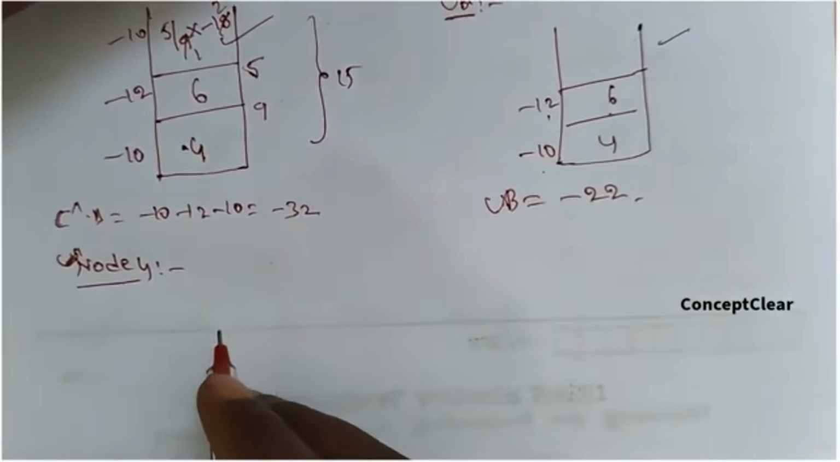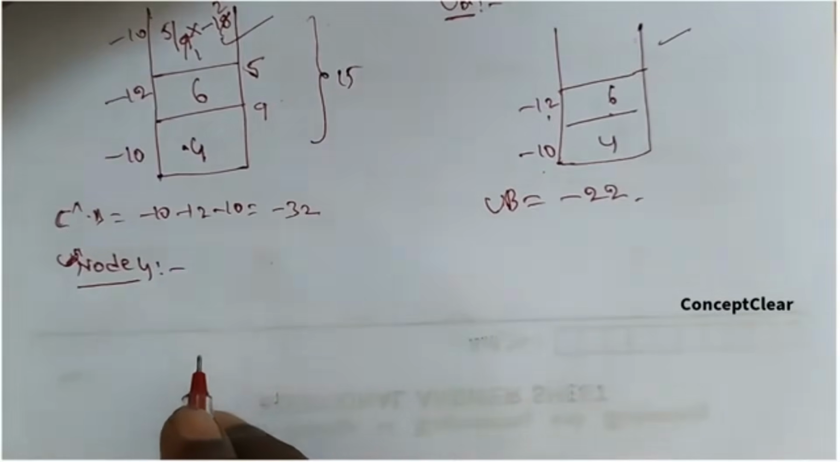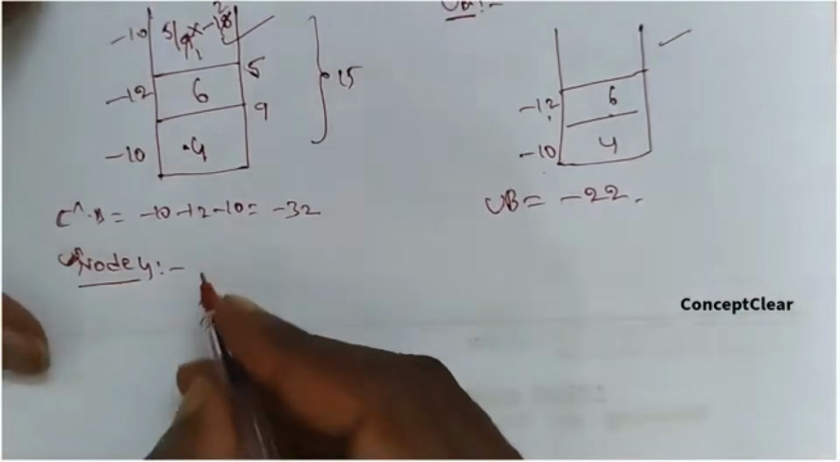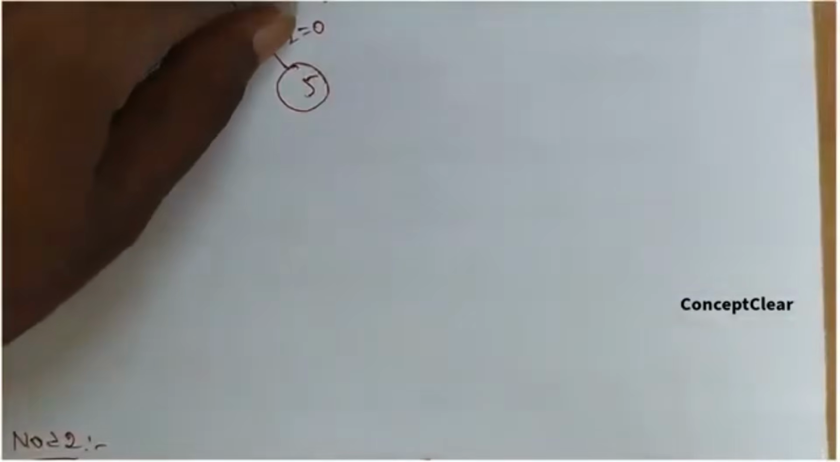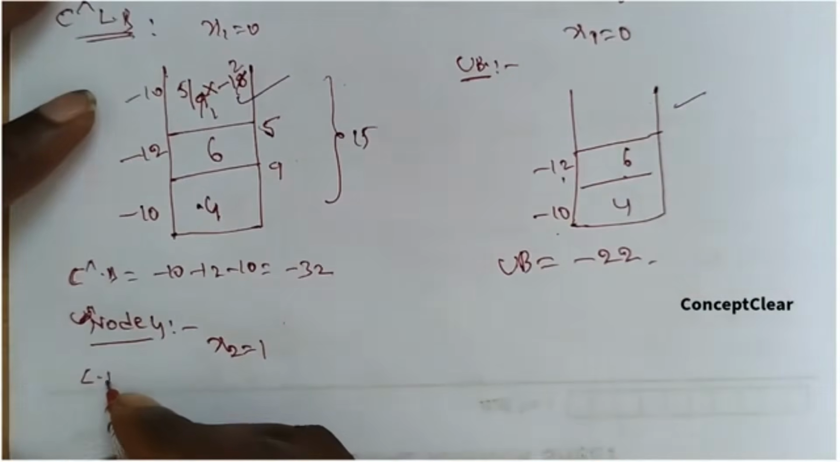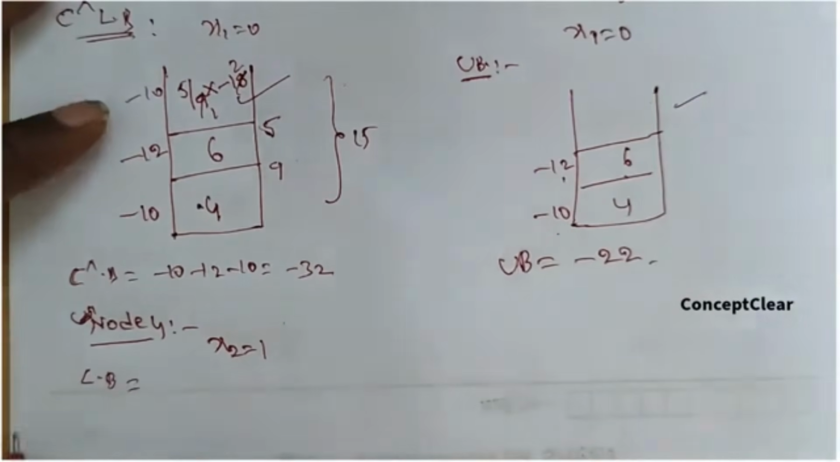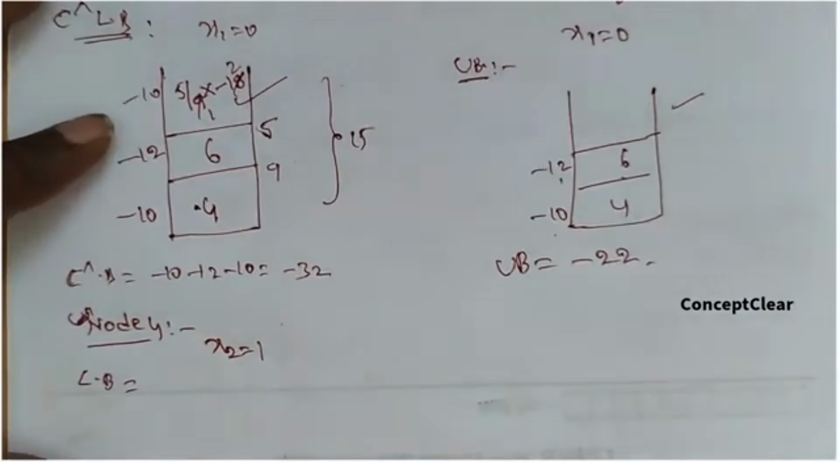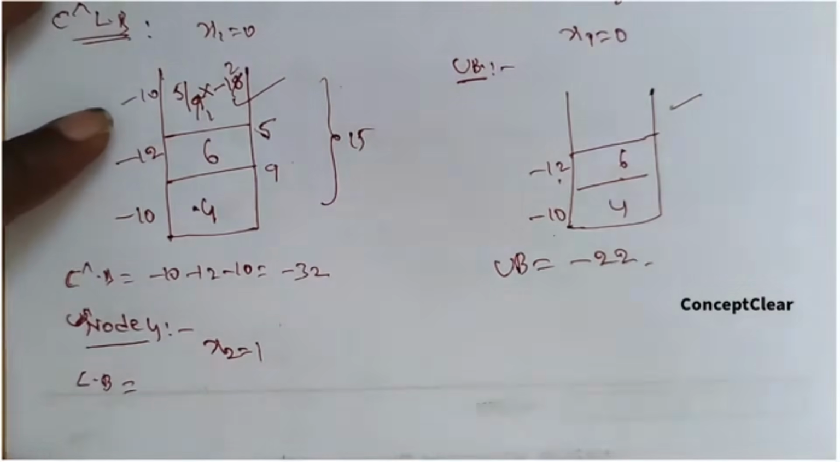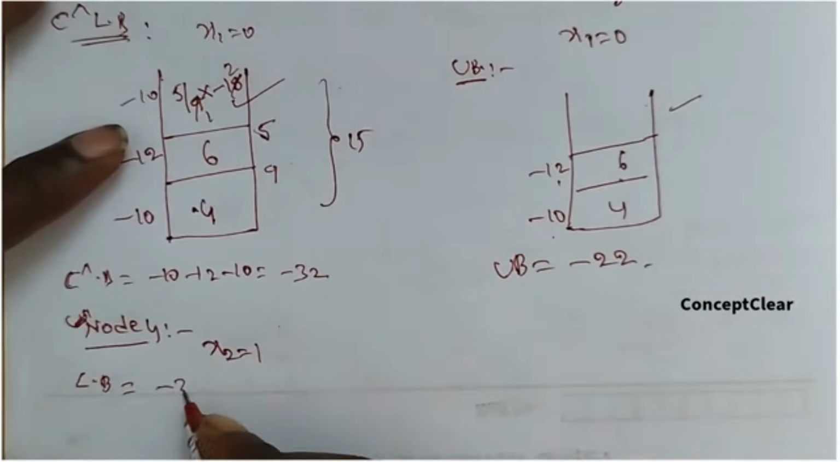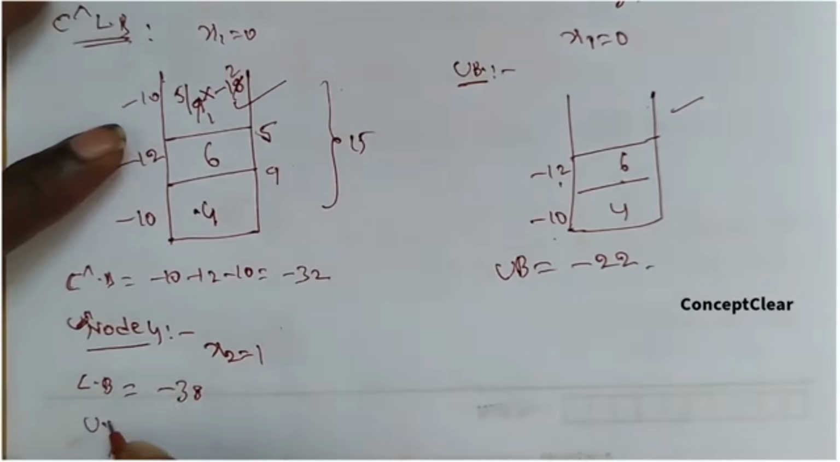What is the node 4 value? For node 4, this is x2 equals 1. If you check the first node also, we consider the x2 value, so the same values will be here. Lower bound value for node 4 is minus 38 and upper bound value is minus 32.